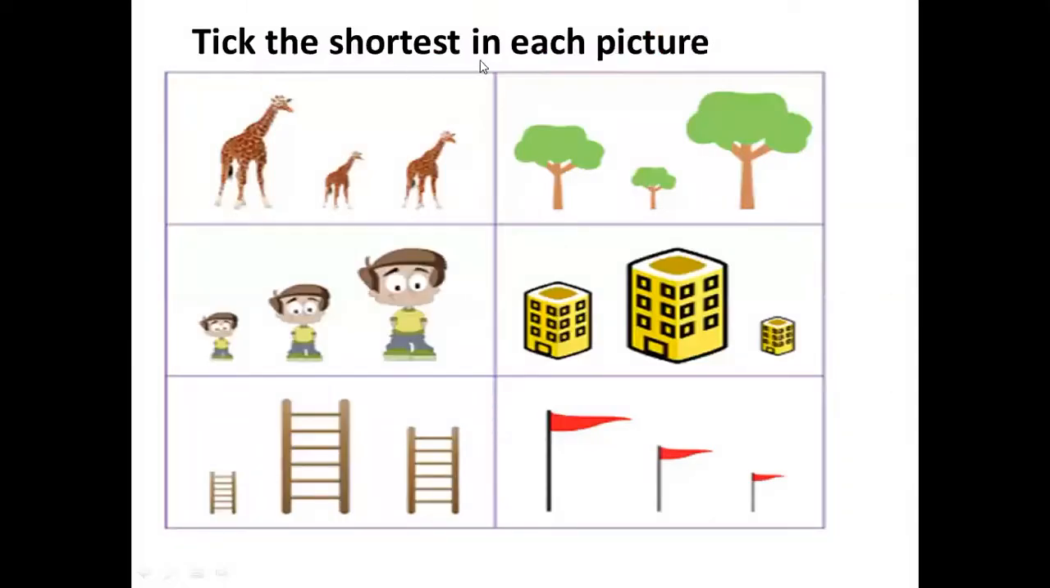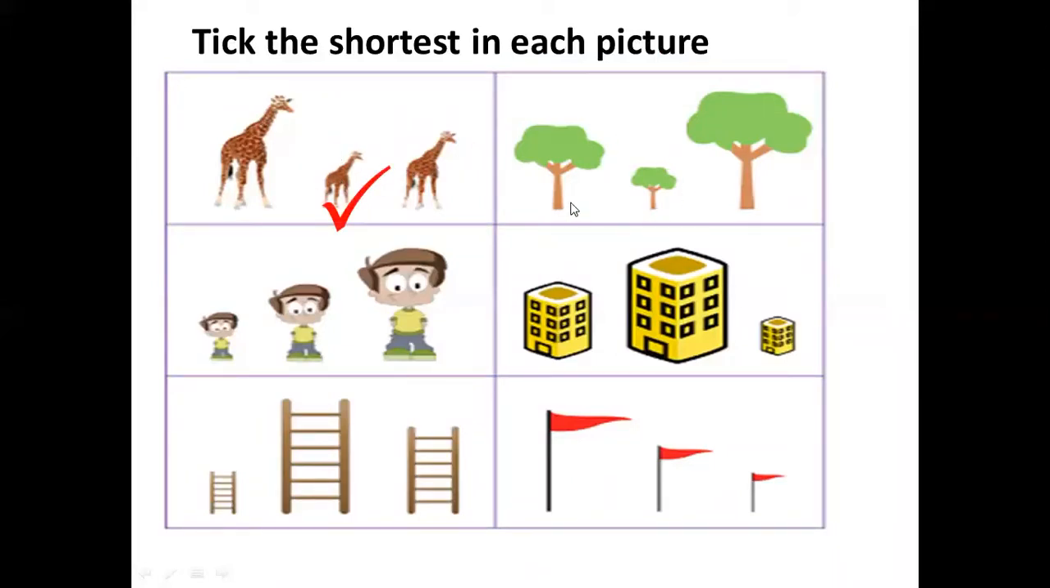Now take the shortest in each group, okay? Again, there are 3 pictures of giraffes. What will you do? You will take the shortest. Which one is the shortest? This one is taller than this one. Again, this one is taller than this one. So the middle one is the shortest among these 3 giraffes.